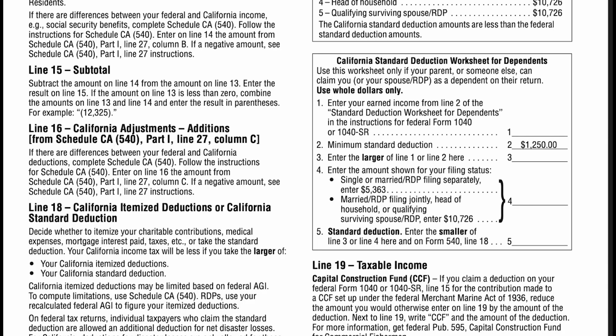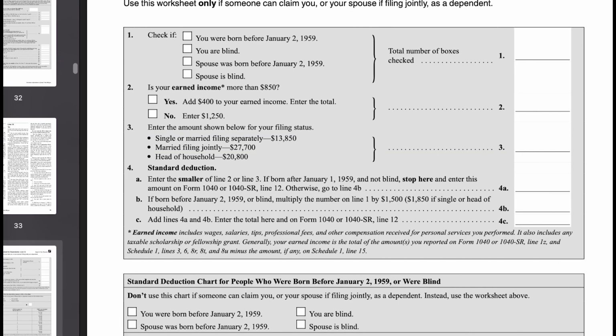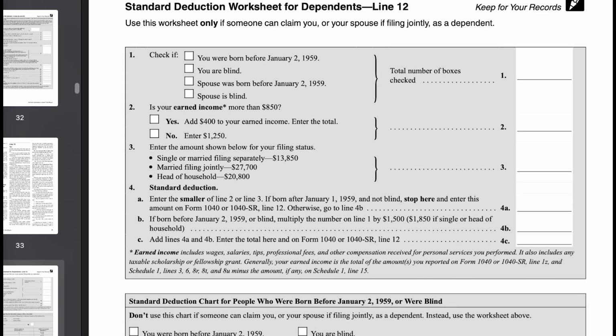So to me, it seemed pretty simple, right? I just have to figure out, okay, well, how much of the income counts, and then what their California state standard deduction is. California uses the 540. They have a little worksheet here, California standard deduction worksheet for dependents. So this is what you use to calculate for your dependent. Here, enter your earned income from line 2 of the standard deduction worksheet for dependents in the instructions for federal form 1040. So you have to go to the 1040 right here, instructions, and then you have to calculate. So basically, again, like what I said earlier, they follow certain things of the federal, right? They base it on your existing federal return.